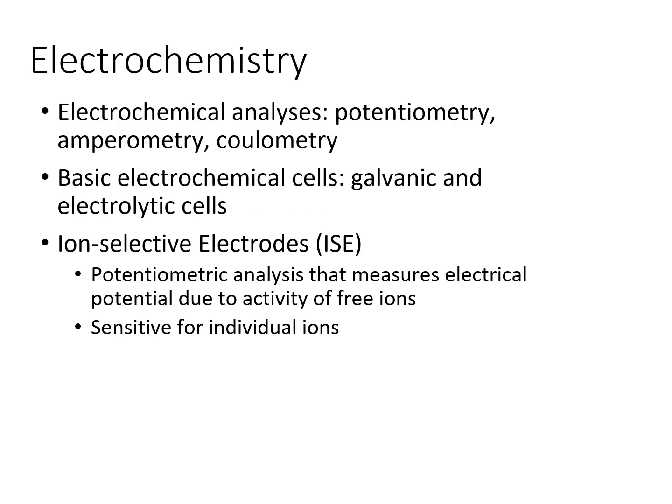Electrochemistry. So electrochemical analysis includes potentiometry, amperometry, coulometry. Basic electrochemical cells are your galvanic cells and electrolytic cells. You also have your ISE, or your ion selective electrodes. This is used in potentiometric analysis, and it's measuring electrical potential generated by the activity of the free ions. It is highly sensitive for detecting those individual ions as well.